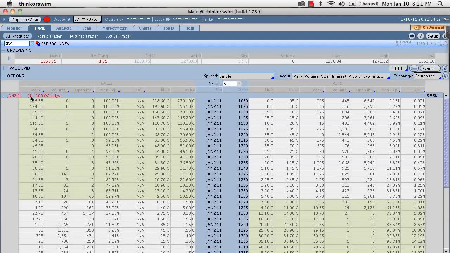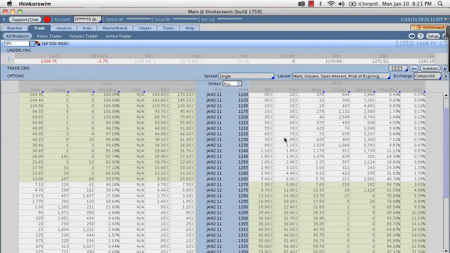You can see there are just about four days left in these, since it is Monday, the 10th of January. So these options were issued last Thursday, and they expire this Friday. So there's a lot of premium left in these options.